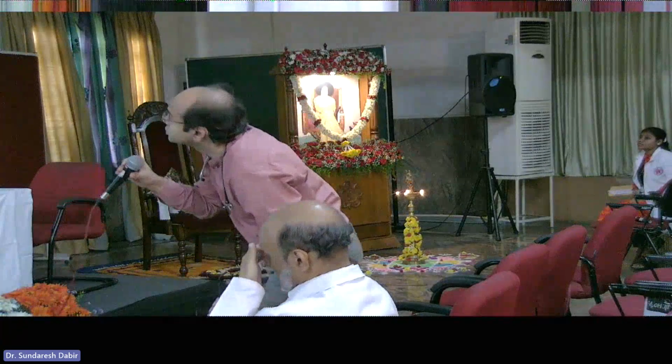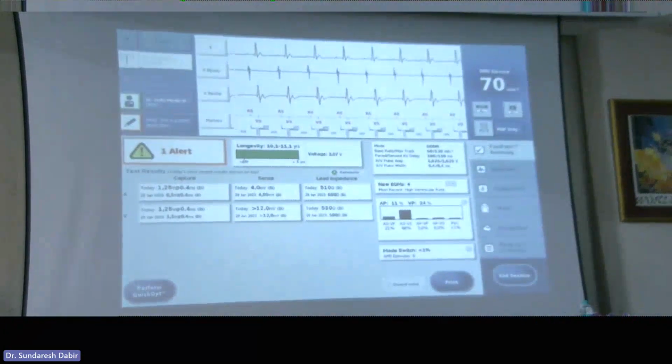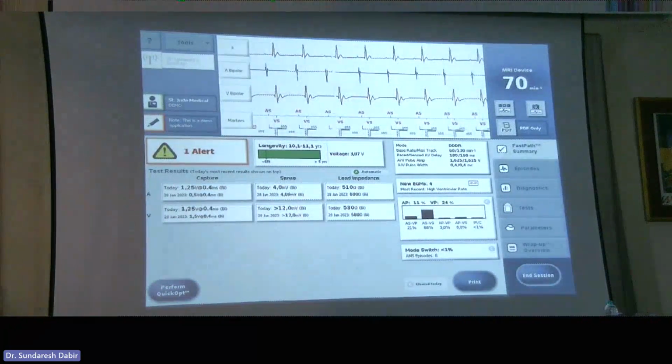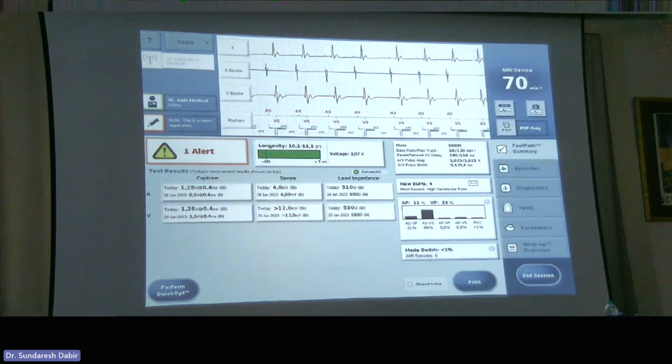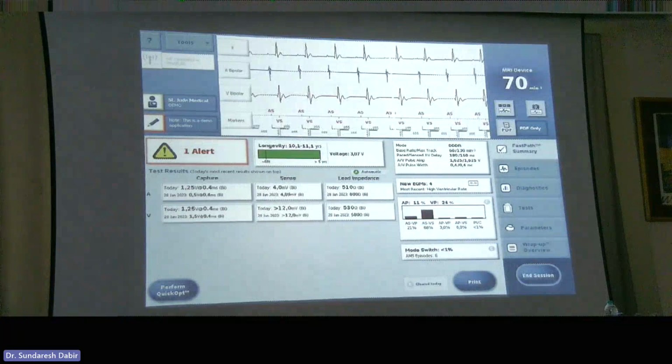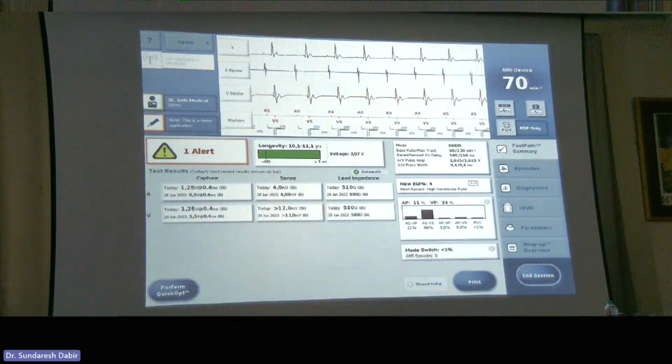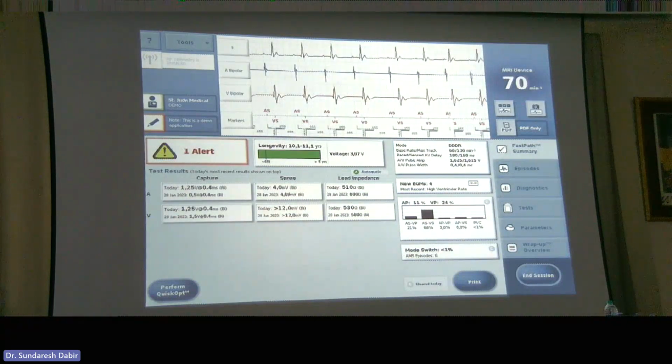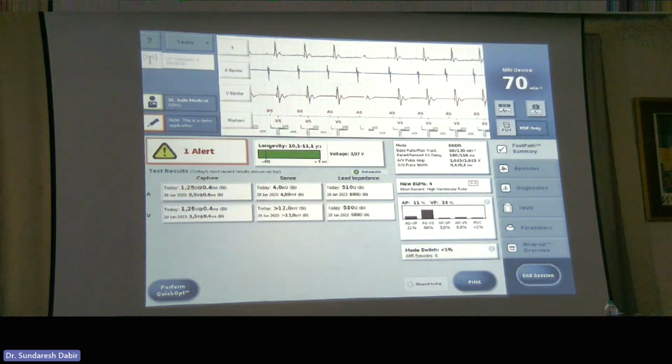I'll just take 2 more minutes to show interrogation. So once I interrogate, this is the programmer where we can see the screen. At the top is the ECG. We have the programmer ECG, a proper 4-channel ECG, and also the EGM, IEGM, that is intracardiac signals, because we have access from the pacemaker to the chambers. So atrial signals and ventricular signals can be seen by the programmer.